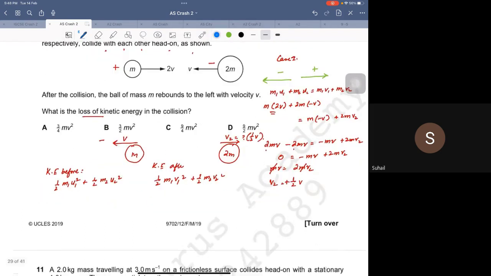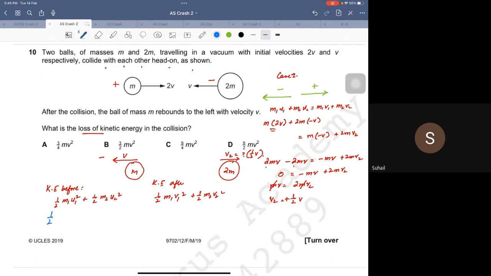Let me change the color. So then it will be half. The first mass is m, and this will be 2v whole squared. The good thing about this is that you can add the signs, that's fine, but because of the square, it will just cancel out automatically, so it doesn't really matter, but we still add it. So this is going to be minus v whole square, okay? So we're going to get 4v squared. So this section will be 2mv squared.